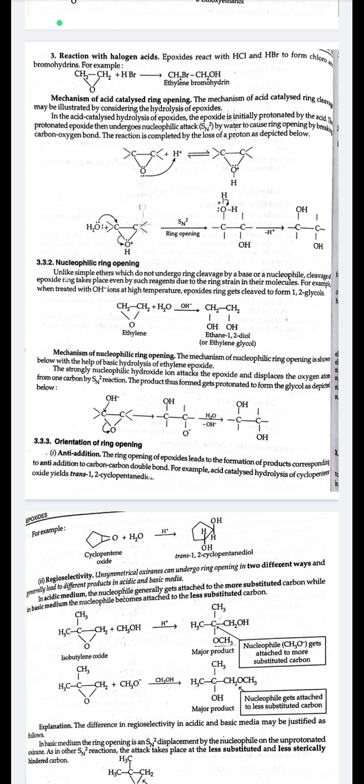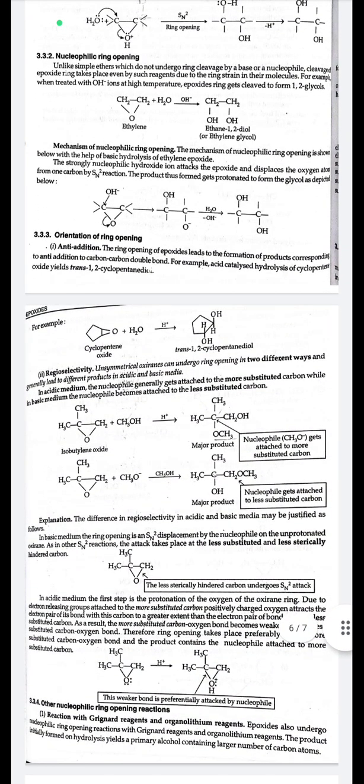Mechanism of acid catalyst ring opening. The mechanism of acid catalyst ring cleavage may be illustrated by considering the hydrolysis of epoxide. In the acid catalyst hydrolysis of epoxide, the epoxide is initially protonated by the acid.